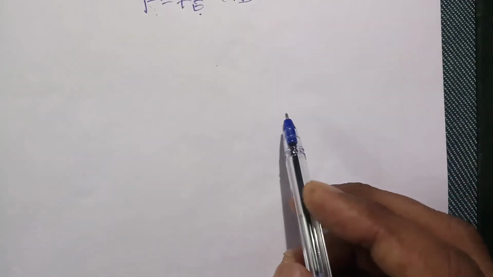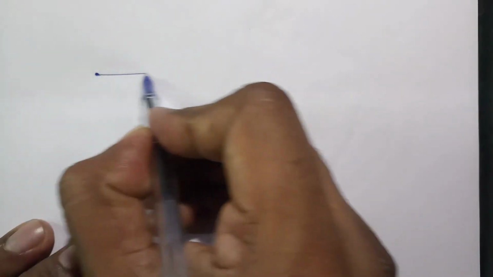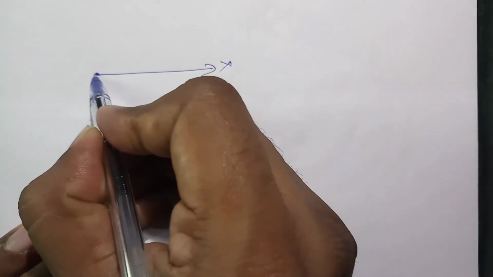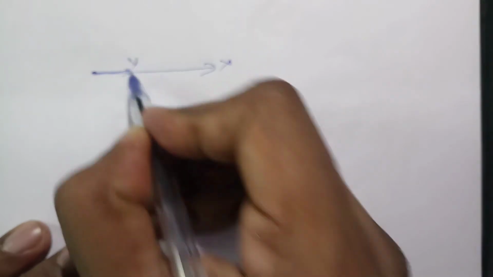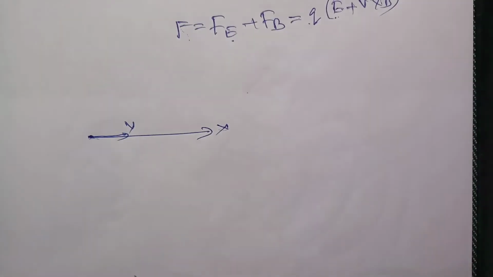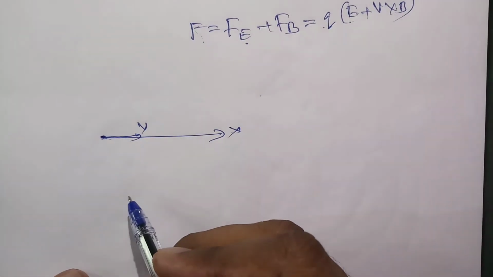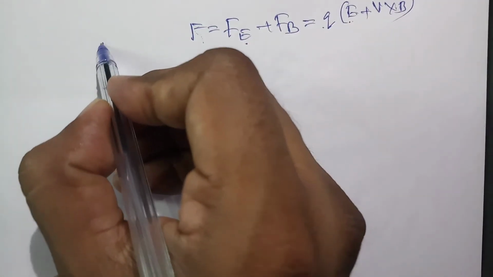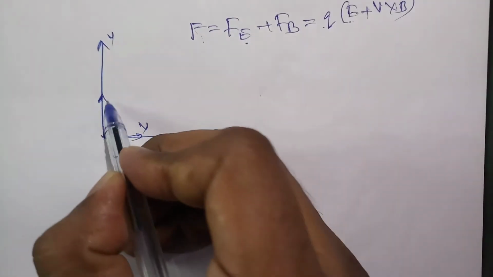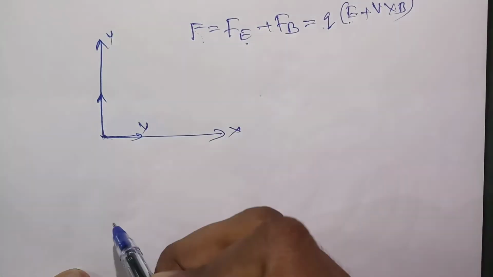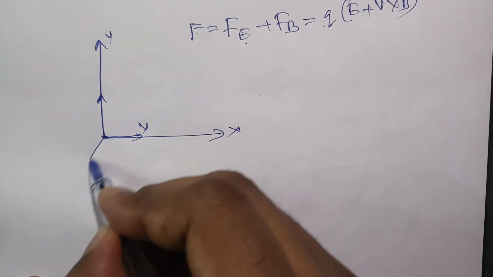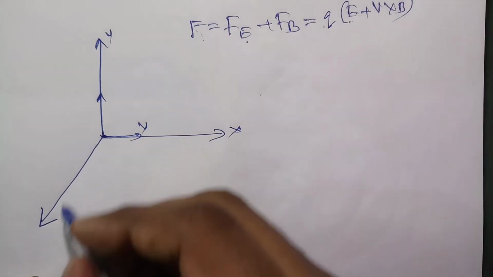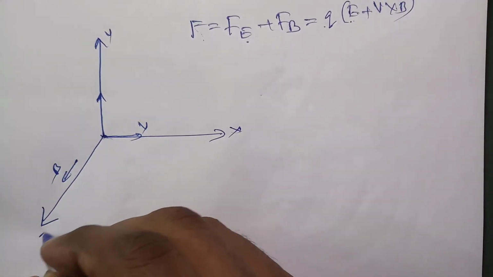Now I am going to the picture, then it will be clear for you. Let the charged particle move in this direction, that is along the x-axis with a velocity v. Now our electric field is in this direction, along the y-axis, and our magnetic field is like this. So all are perpendicular now. This magnetic field is along the z-axis.